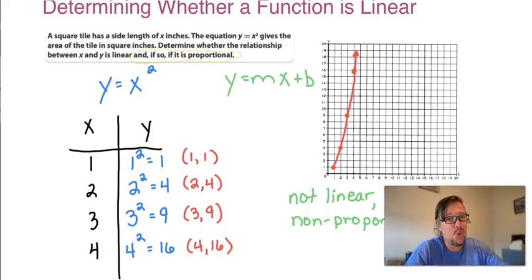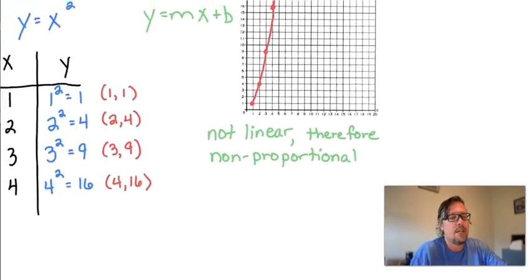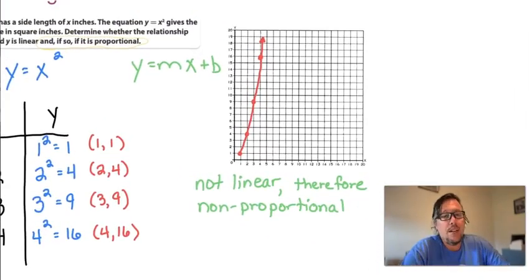This one actually would go through the origin. If x was 0, y would also be 0 because 0 squared is 0. This one would go through 0, 0. So it meets one of the criteria to be proportional. It unfortunately does not meet the other one because it's not linear. So 50% of proportional, but that's not good enough. It's got to be 100%. So this is not linear and it's not proportional. It makes a curved shape, therefore cannot be a proportional or a linear relationship.